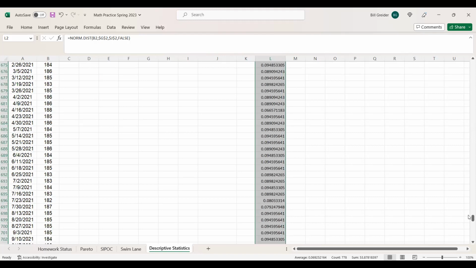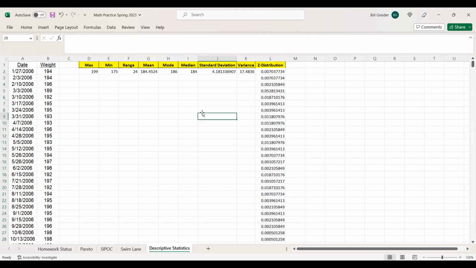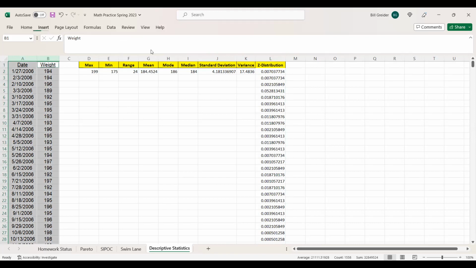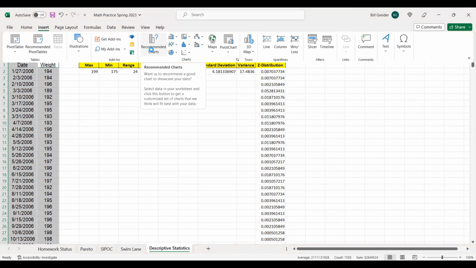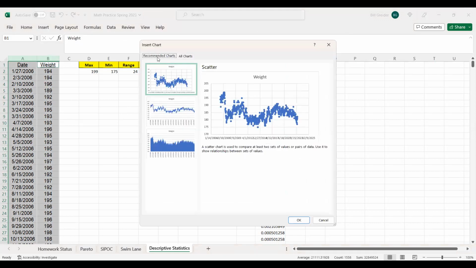Now, what the hell good was that, right? What kind of exercise is that? So I'll tell you why it's important. If I take the date and the weight, and I go to insert a recommended chart, I have an option of a scatter diagram, which is what you're looking at here. And it kind of gives me a sense of where the data's been, where it's been the longest. And it's basically comparing weight and time.